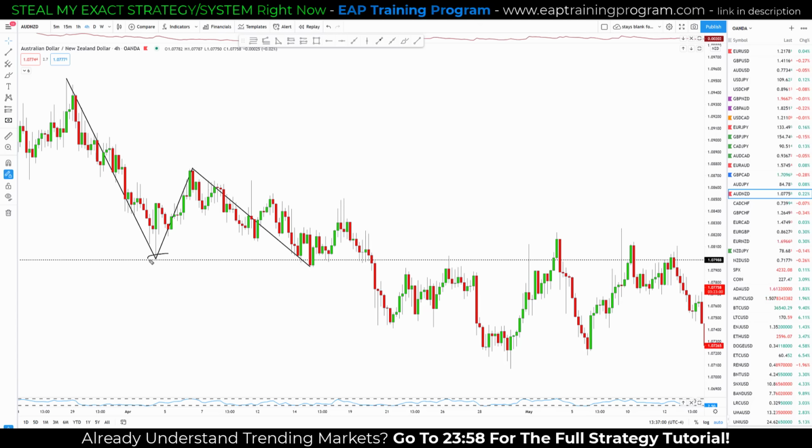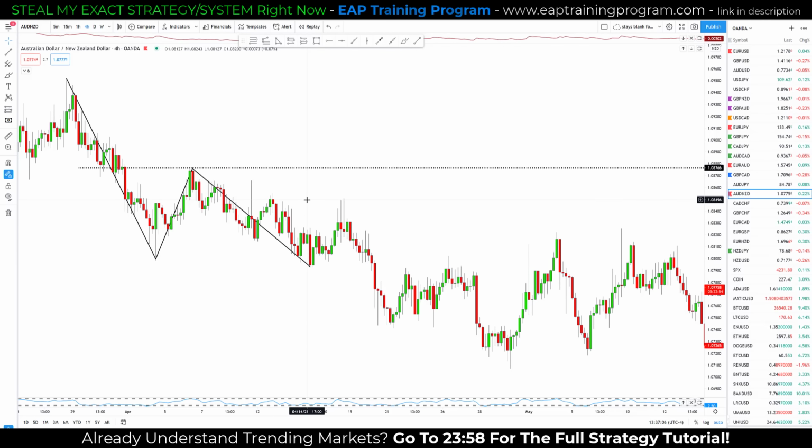Because once we have a break of this major swing low, we know that this is the top of our pullback. And the top of our pullback, our major swing level at the top of the pullback, is a level that cannot break if we're going to continue in the downtrend. And if it does break, then that's showing us a possible reversal.